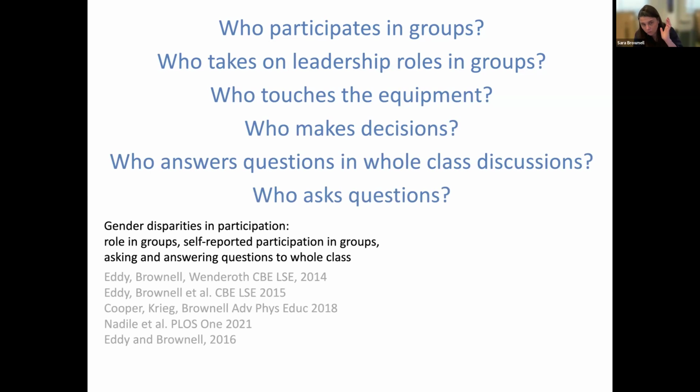Although there's less work done in the context of lab courses, there's work from biology lecture courses showing gender disparities in participation. Women are more likely to be listeners in groups. Men are more likely to take on self-described leader roles. Women are more likely to say that they don't participate as much as men in groups. And if you look at who asks and answers questions to the whole class, we know that men are more likely to answer questions if it's just a volunteer.